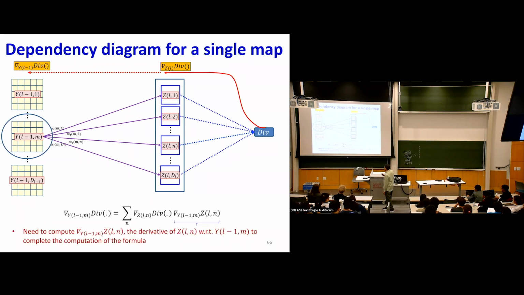Now, if I want to do this, this map influences every one of the output maps. So clearly, to compute the derivative of the divergence with respect to this one, I have to sum over all of the output maps. And again, using the distributed chain rule, that's going to be the sum over all of these maps of the derivative of the divergence with respect to z times the derivative of z with respect to y. Is this correct or is the order wrong? Do I have to flip the order or is the order right?